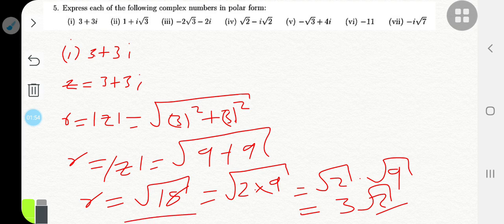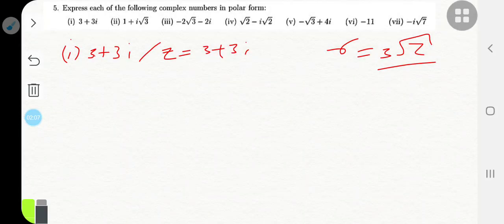But if you want, you can just leave it in the other way, it's just fine. So we have found our r to be 3 root 2. Now we find our argument.